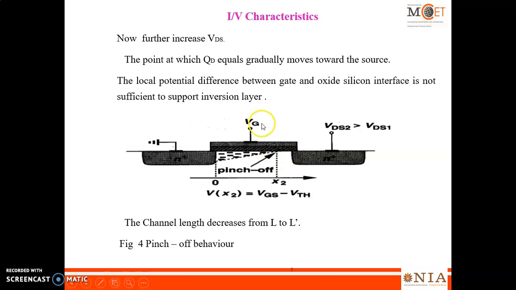Once again I will repeat. After the charge density at this particular point equals 0, further I am increasing the drain to source voltage. So the voltage between the gate and the oxide silicon interface is not sufficient to support this inversion layer. So this point will start moving from drain towards source. The channel length will get reduced from L to L dash. So the channel length decreases from L to L dash.